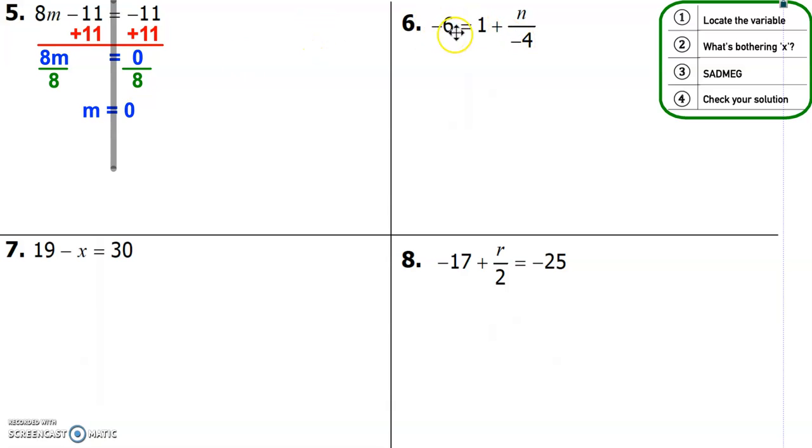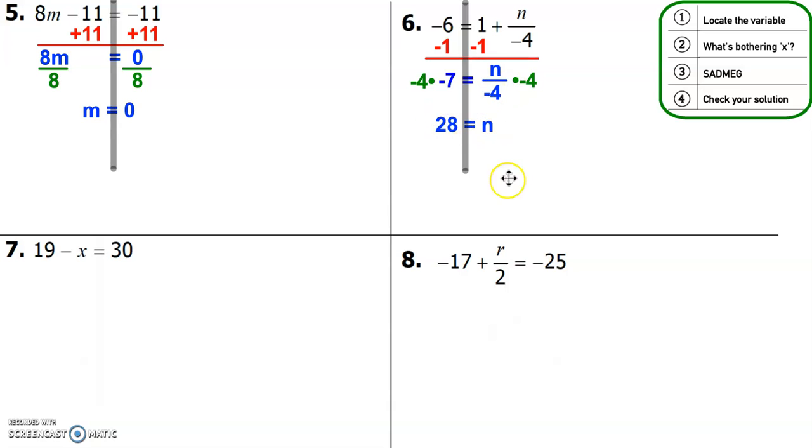Next, I have negative 6 is equal to 1 plus n divided by negative 4. Using SADMEG, I'm going to get rid of the 1 first. Negative 6 minus 1 is negative 7 equals n divided by negative 4. So I can get rid of that division by multiplying by negative 4. That gives me a positive 28 is equal to n. So n is equal to 28 is my answer.